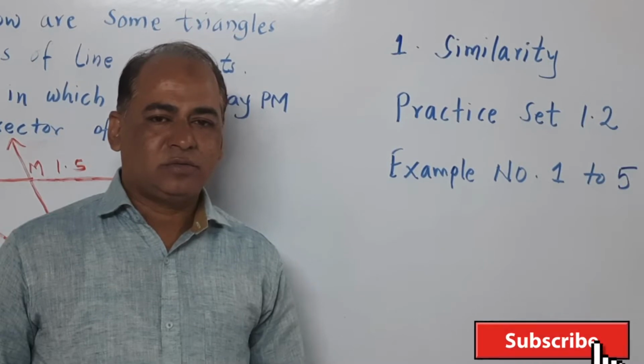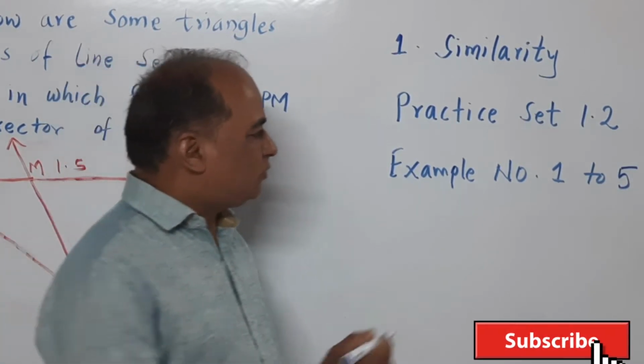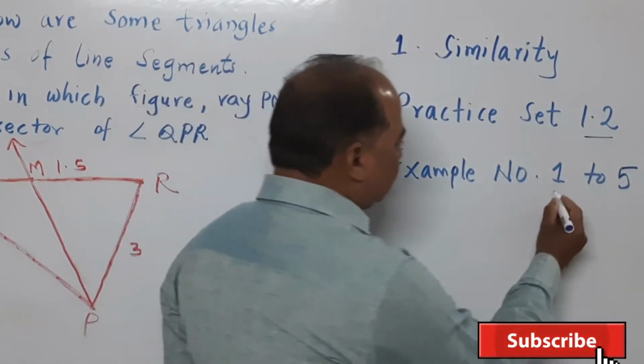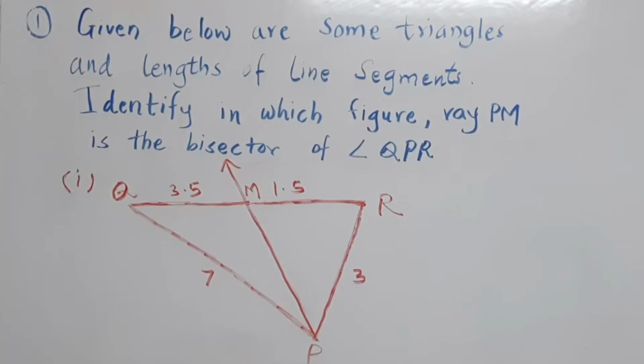In this video, we will solve examples of practice set 1.2, example number 1 to 5 from the chapter Similarity. First example: given below are some triangles and lengths of line segments are given. You have to identify in which figure ray PM is bisector of angle QPR.